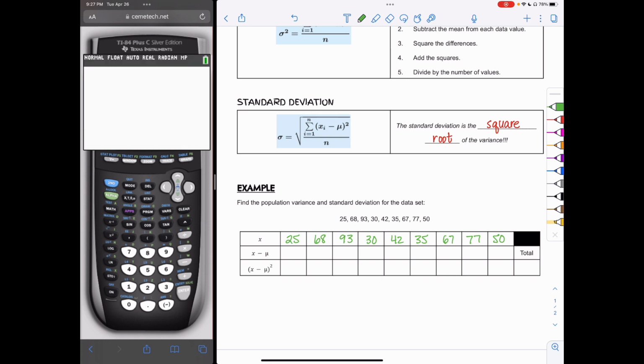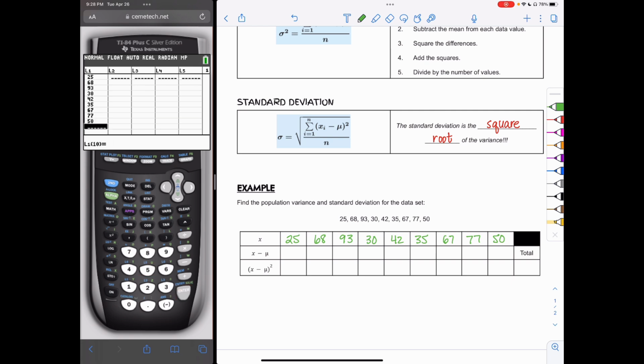So the first thing that we need to do is find our mean. We can find our mean by hand by adding up all the values and dividing by the number of values. Or we can use the calculator to find our mean, which is what I'm going to do here. So here, I'm going to enter 25, 68, 93, 30, 42, 35, 67, 77, and 50.